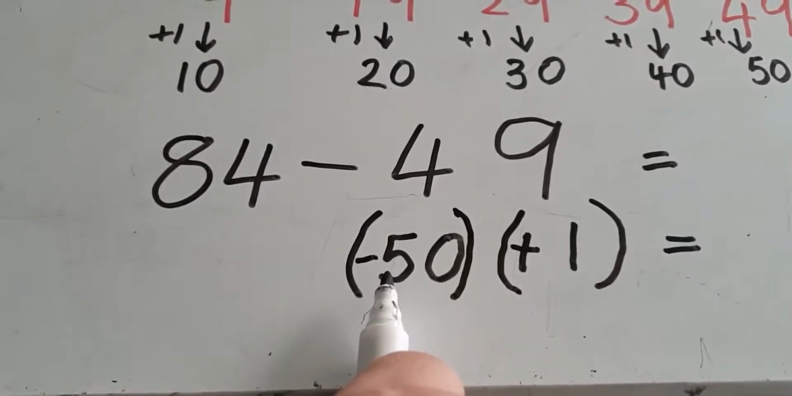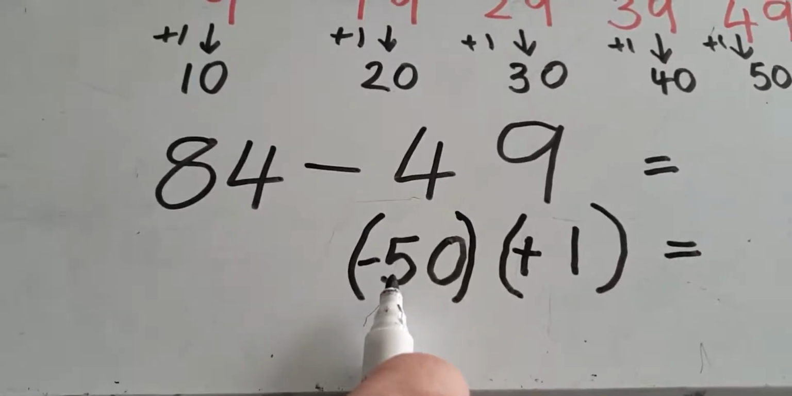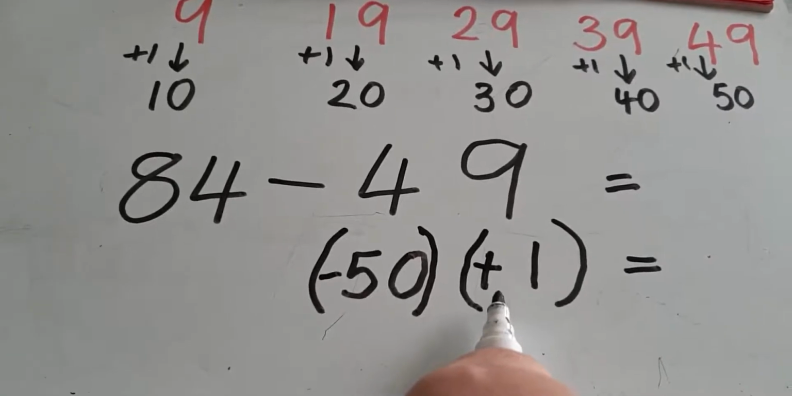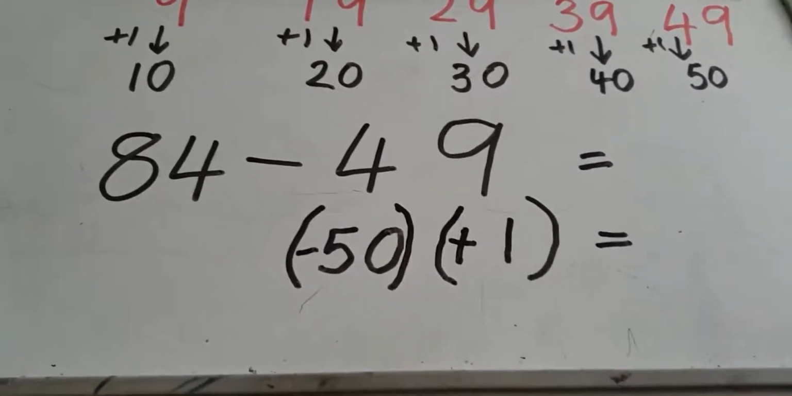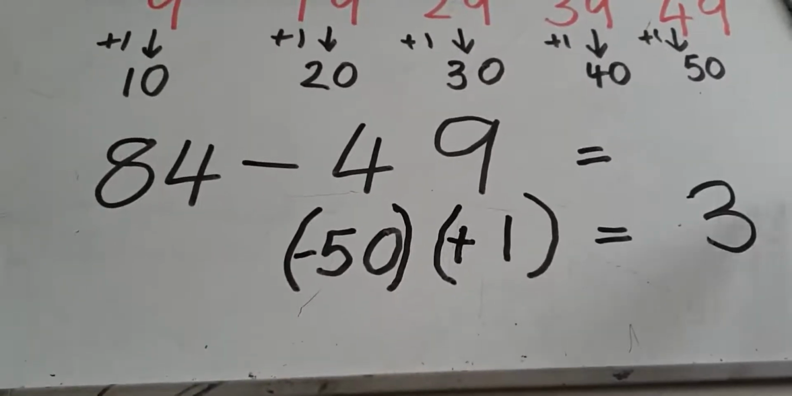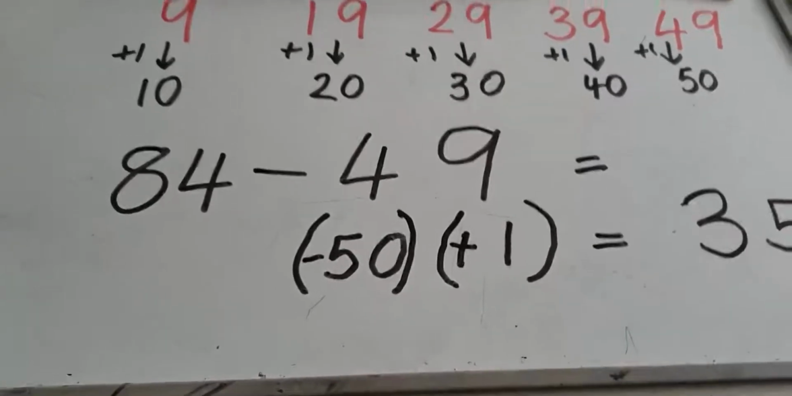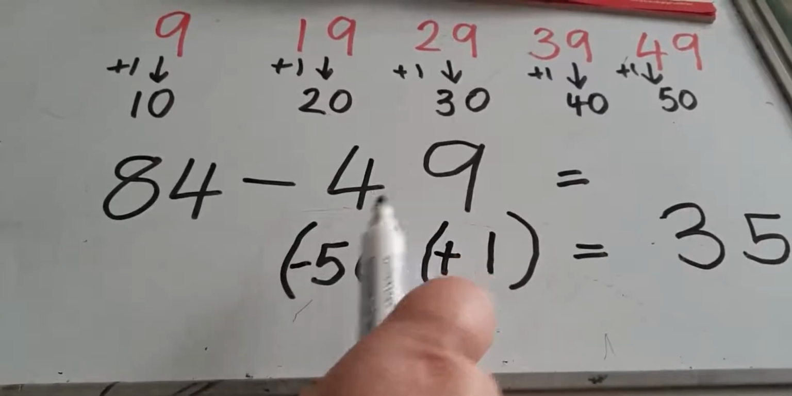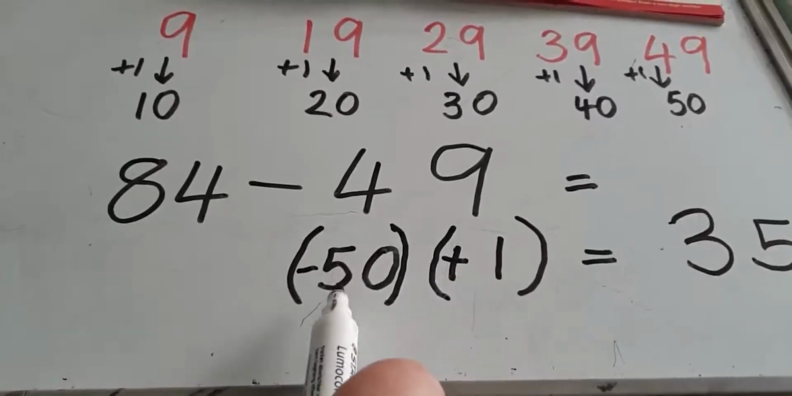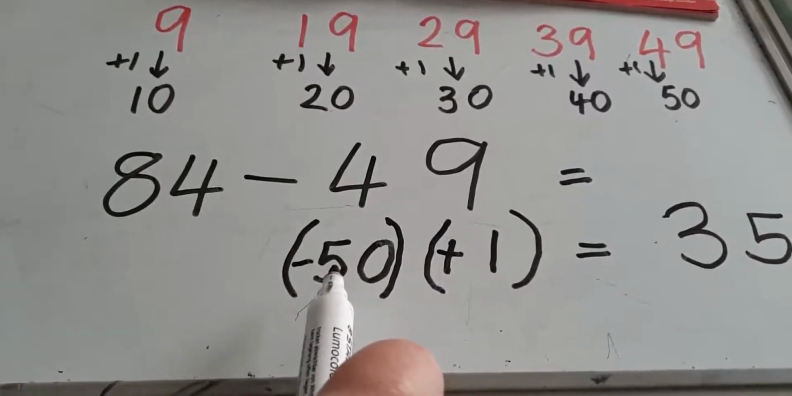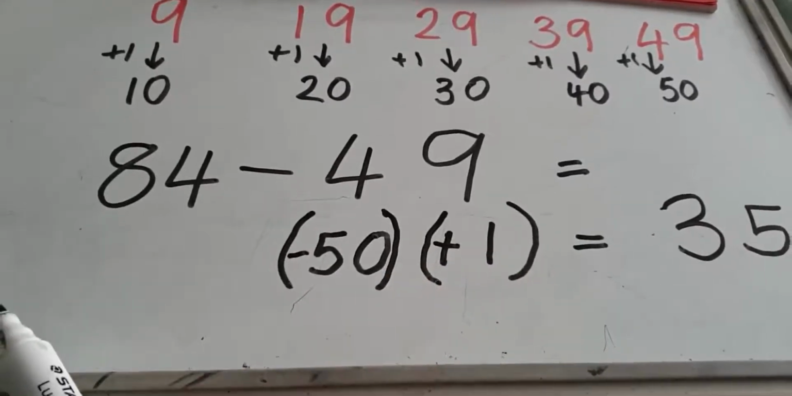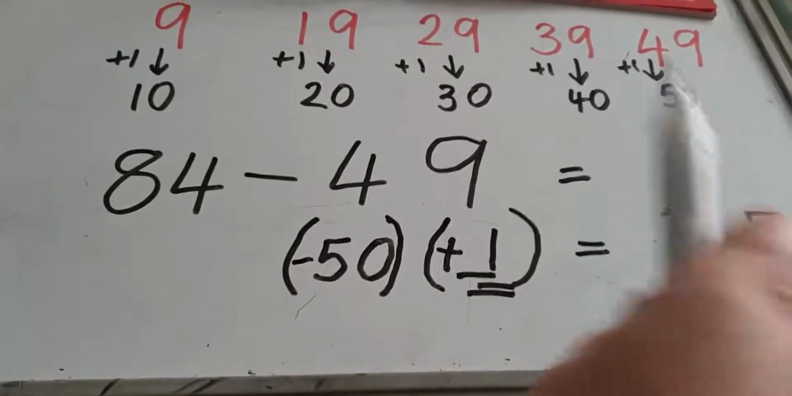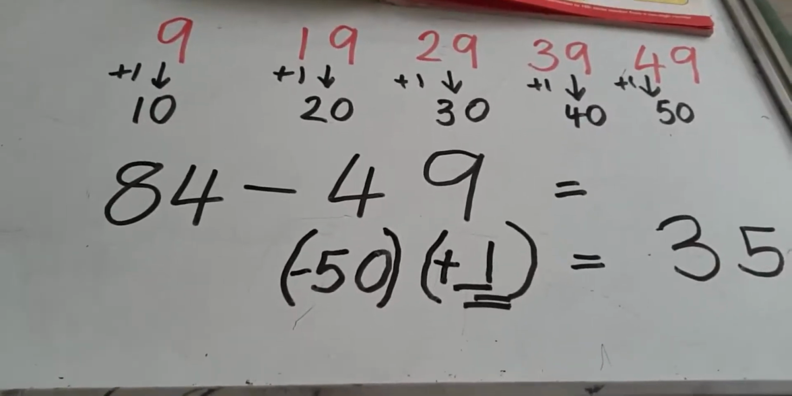is 34. But we've taken away one too many, so let's add that one back on. 34, add the one back on, 35. Okay, do you see what I did there? Instead of 49, we took away 50. That was one too many, so we need to add that one back on at the end. As long as we remember this bit, it works out fine.